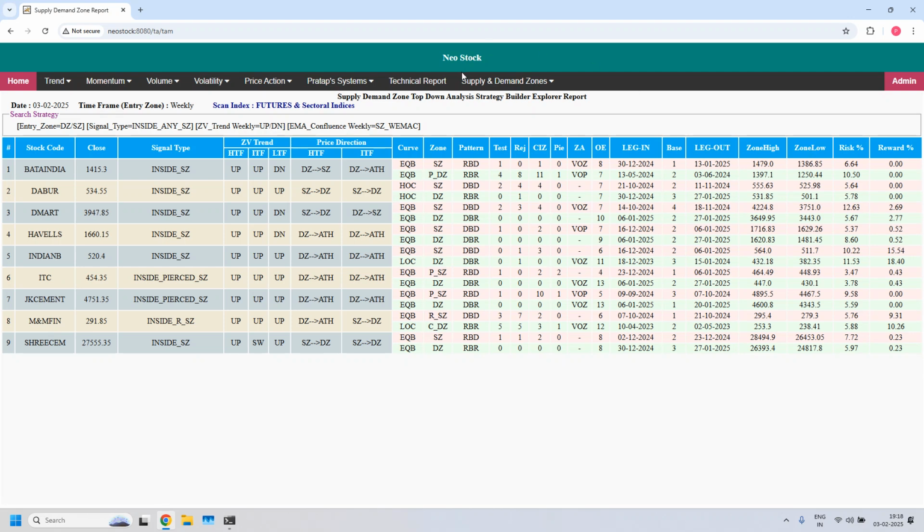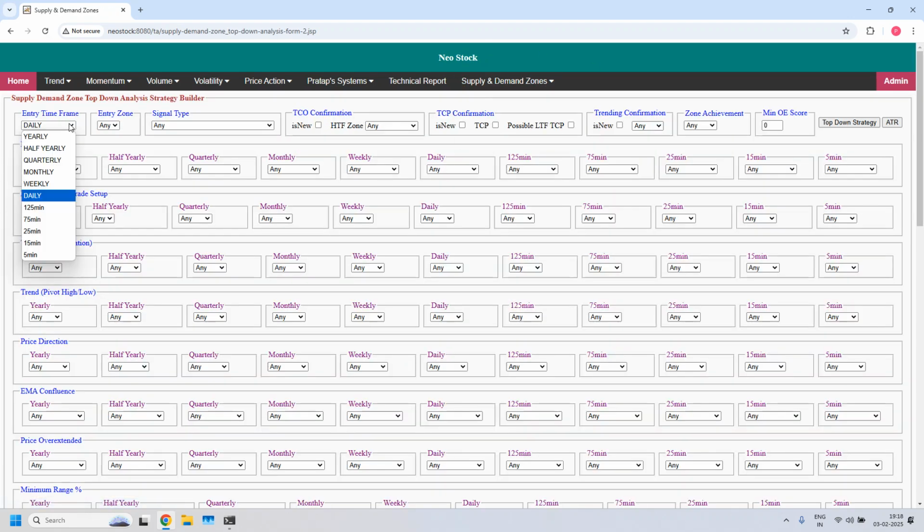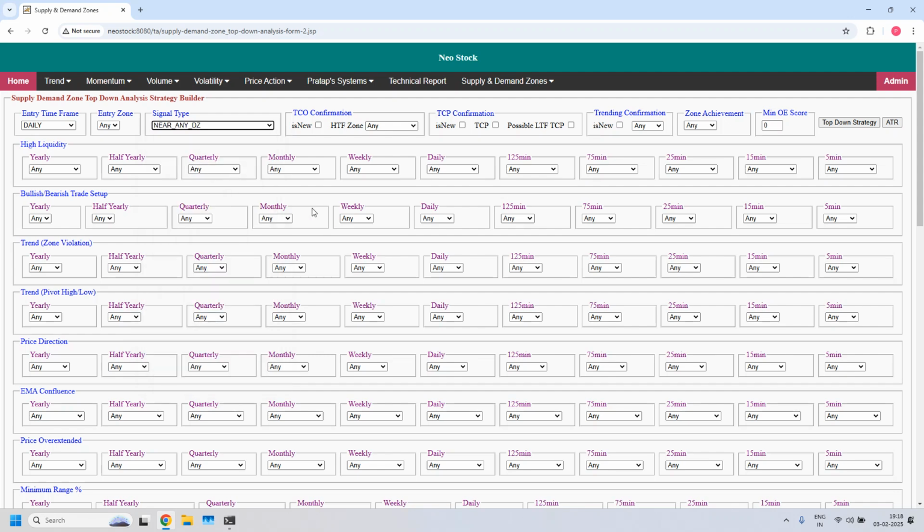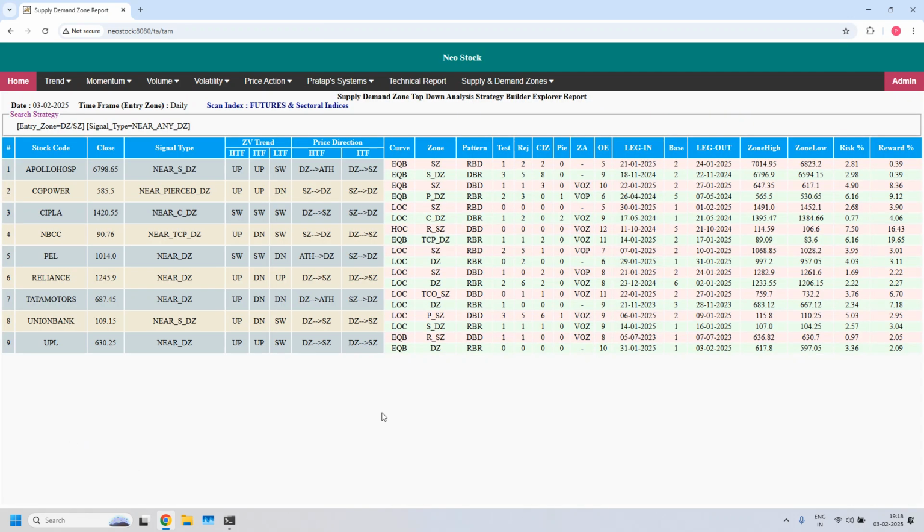Next time frame is daily. Entry time frame daily. Let us find the stocks near daily demand zone. We got 9 stocks. Let us identify high liquidity daily demand zones from this list. Apollo Hospital is a daily high liquidity demand zone. Supply is a pierced zone. Those who want to apply pierced zone strategies, you can apply, but that does not come under HLQ zone strategy concept. Please remember.